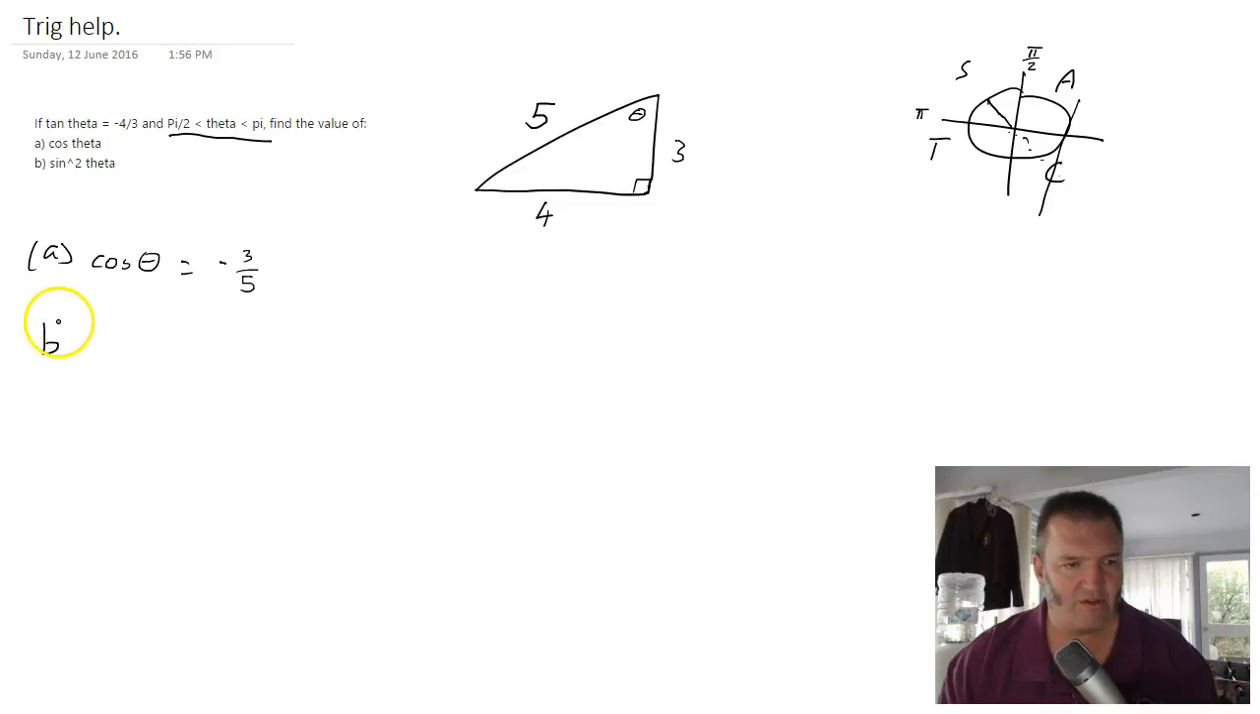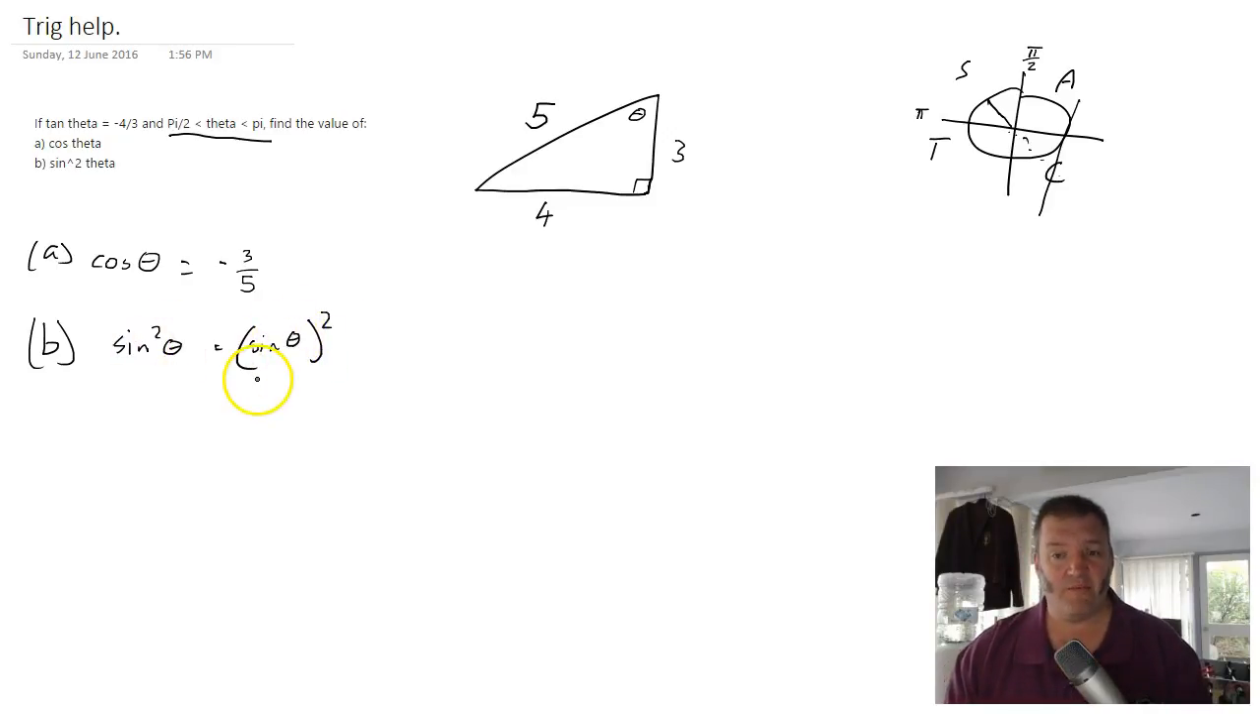The second bit, what is sine squared theta? So, sine squared theta, remember that's the same as the sine of theta all squared. It's just a more convenient way to write it. You wouldn't need to write this out in the exam. It'd be fine to just go straight to the next line. But anyway, the sine of theta is going to be opposite over hypotenuse, so 4 over 5, 4/5. It's positive because we're in the second quadrant. 4/5 squared, 16 over 25.